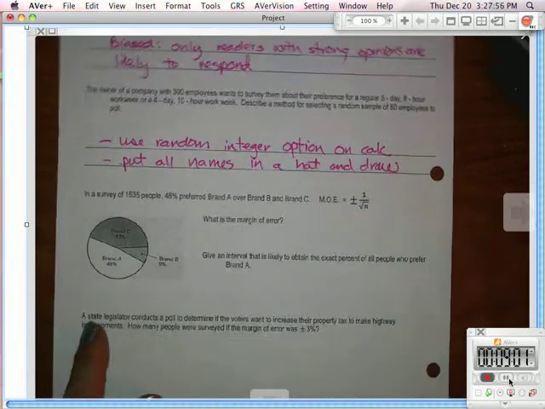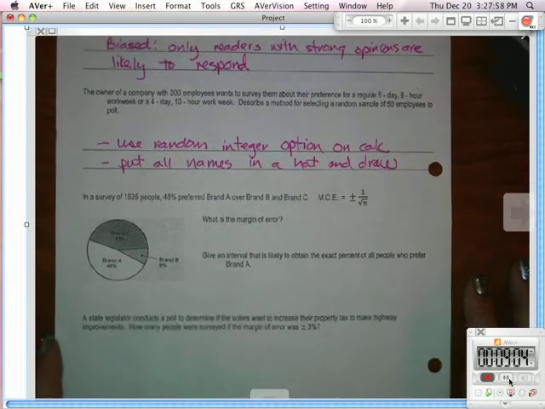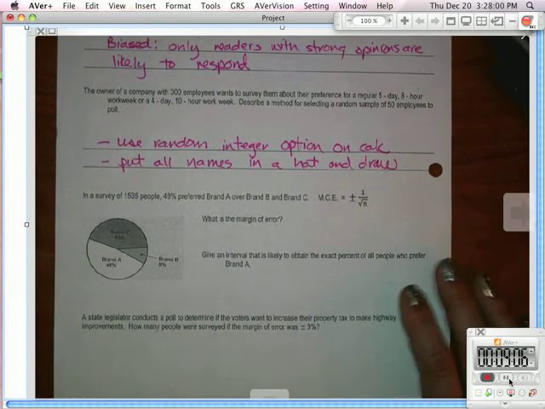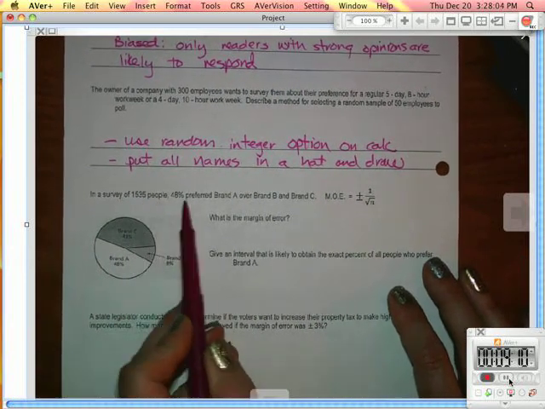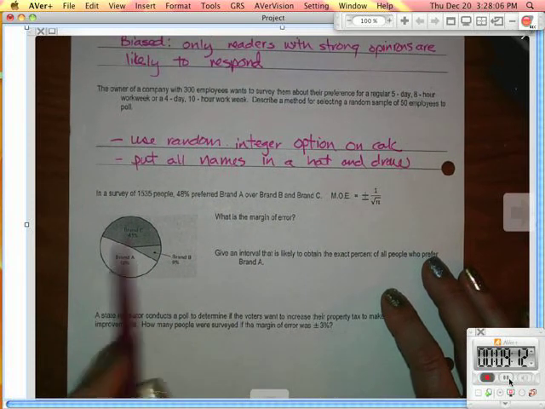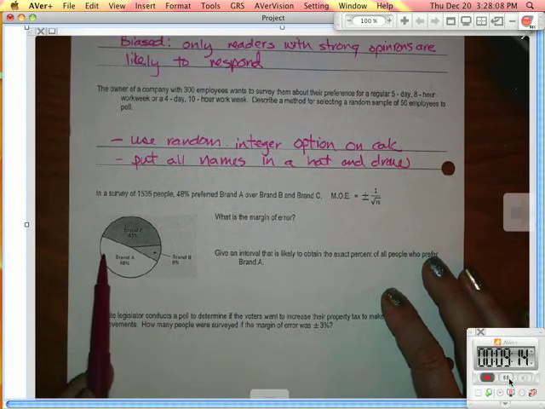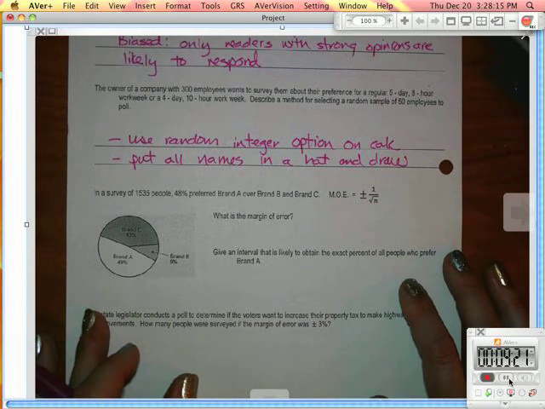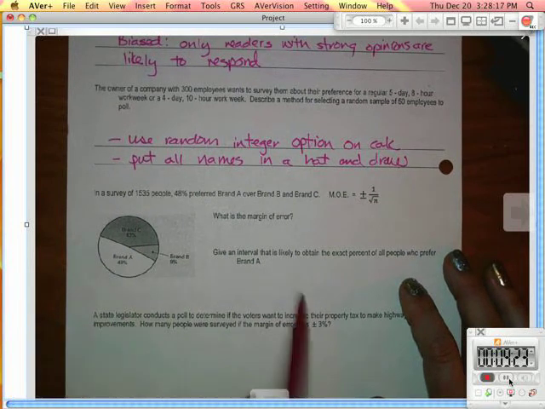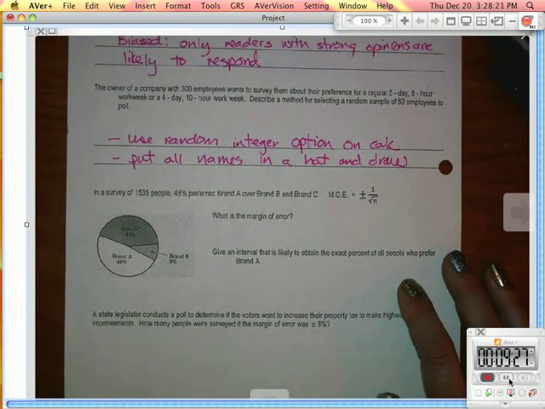Okay, the last thing we have to do is look at margin of error. So, this is how you might use it. In a survey of 1,535 people, 48% in this little pie chart here preferred brand A over brand B and brand C. So, what is the margin of error? So they did some sort of survey, and we want to include a margin of error of mistakes that might have been made in the survey to make it more accurate.